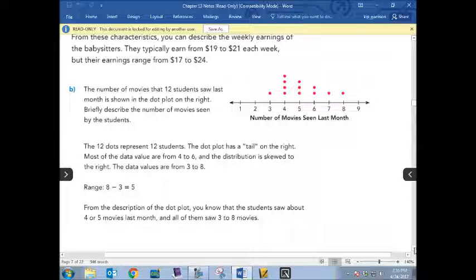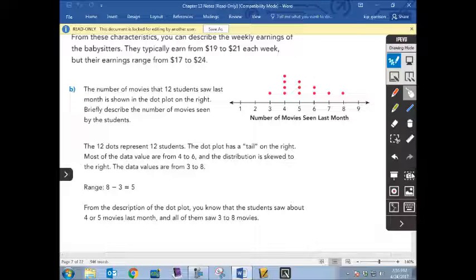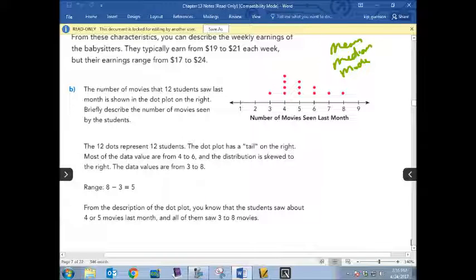Now, from the dot plot, we'll get into this as we go farther into this chapter, we're going to be able to start making specific observations about it. We're going to be able to find the mean, the median, and the mode. We just did the range. So that'll change it up a little bit when we get to that other stuff.